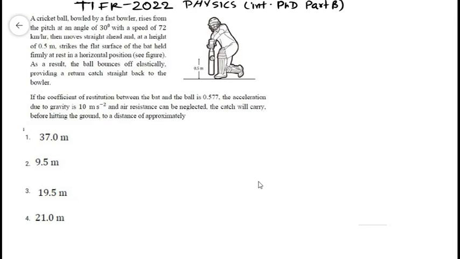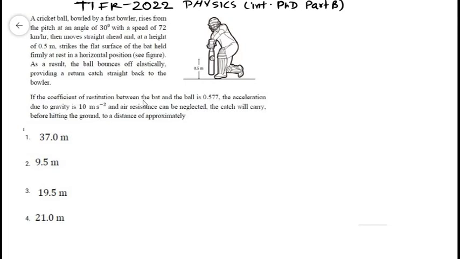This question was asked in the AFR 2022 physics paper, and it says that a cricket ball bowled by a fast bowler rises from the pitch at an angle of 30 degree with a speed of 72 km per hour, then moves straight ahead and at a height of 0.5 meters strikes the flat surface of the bat. As a result, the ball bounces off elastically, providing a return catch straight back to the bowler.